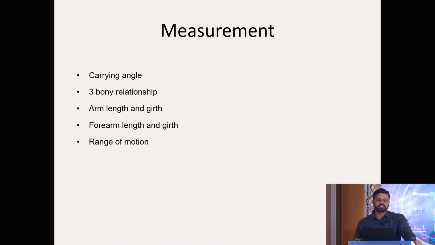Then common measurements: the carrying angle, already I covered it. Then the three bony relationships, the Hueter triangle. Always try to measure arm length, girth, forearm length and girth. It can give an idea about wasting of the muscle or not. Again, whether there is shortening of the upper limb or not, and range of motion.